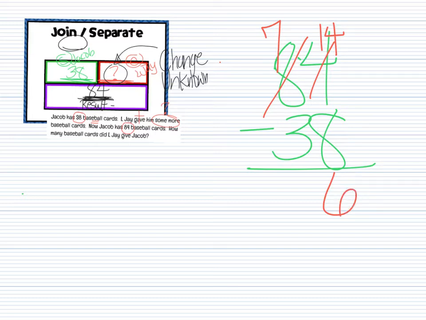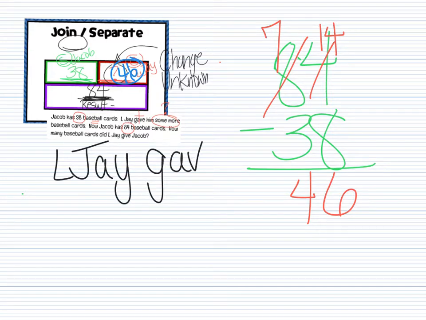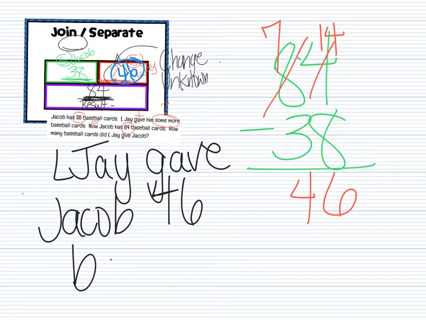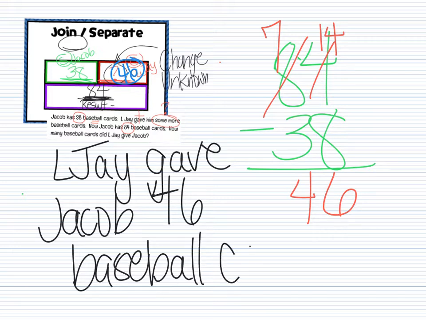Good, 6. So 6 in the ones. Now let's do our tens. What is 7 minus 3? Good, 4. So, how many cards did LJ give Jacob? 46. Excellent. So I could go back into my word problem structure, write the number 46 in a circle. I found how many baseball cards LJ gave Jacob. And of course, step 6 in my mind movie is to write it in words. So I could write LJ gave Jacob 46 baseball cards.